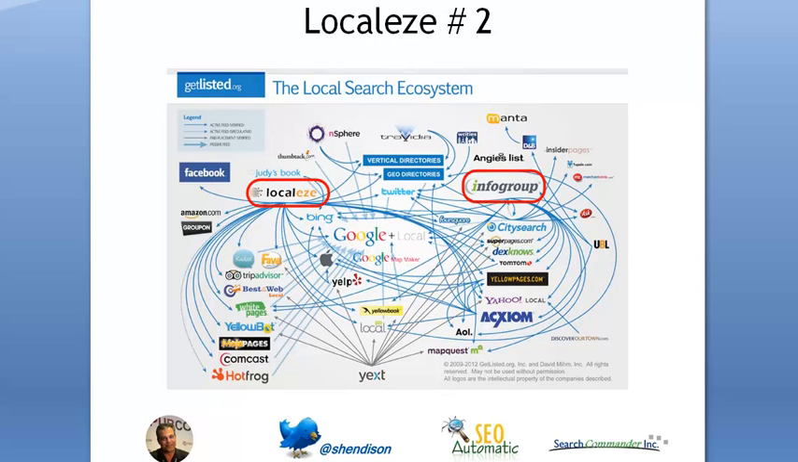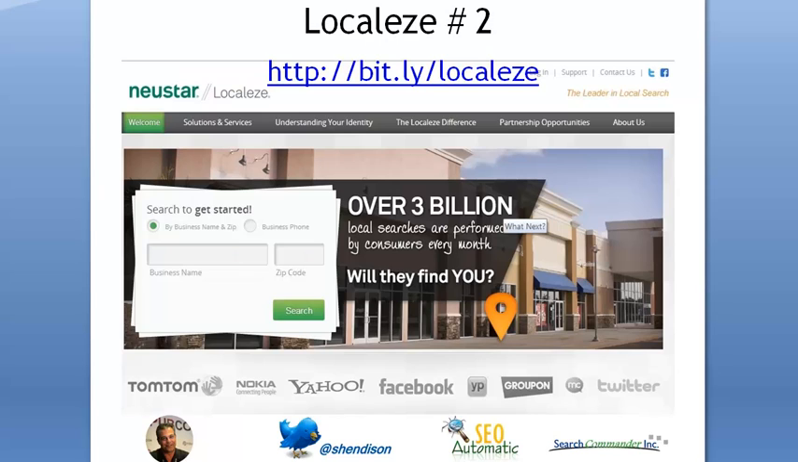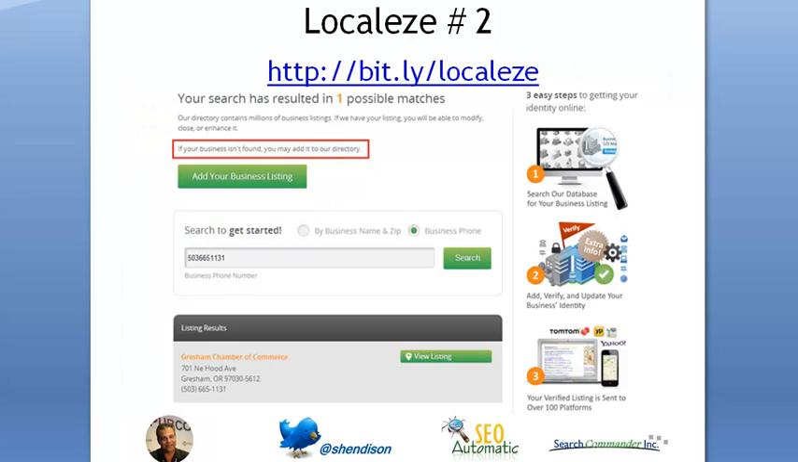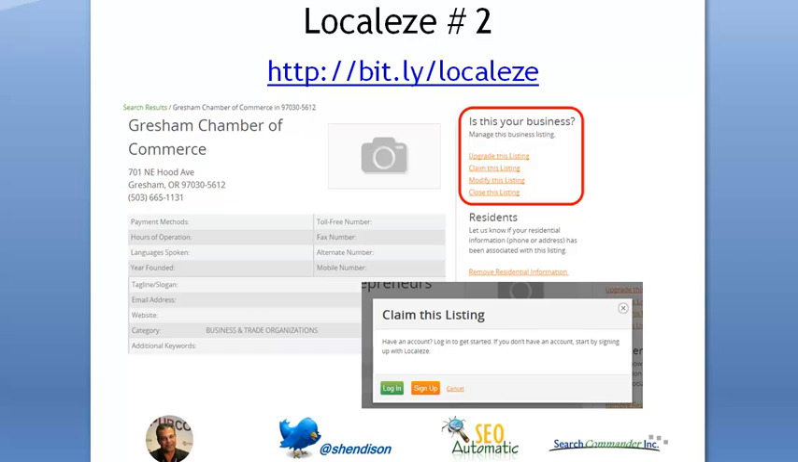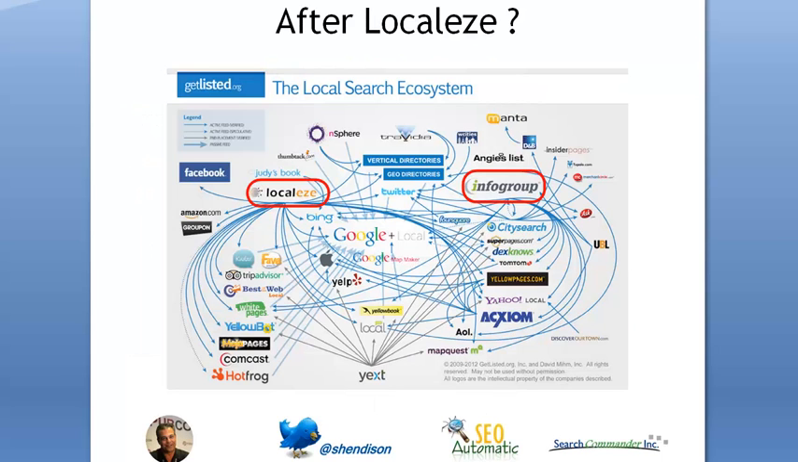After Infogroup, we like to do Localeze. That's another major hub. Here's the link. It's kind of long. They keep getting bought out, and right now a company called Neustar owns it. But again, it's a very easy process. You're going to be able to add your business there, put in all your details, and claim it. You're going to be able to upload an image, and it's a very straightforward process. You've got all that information on your business sheet, so it's pretty easy.